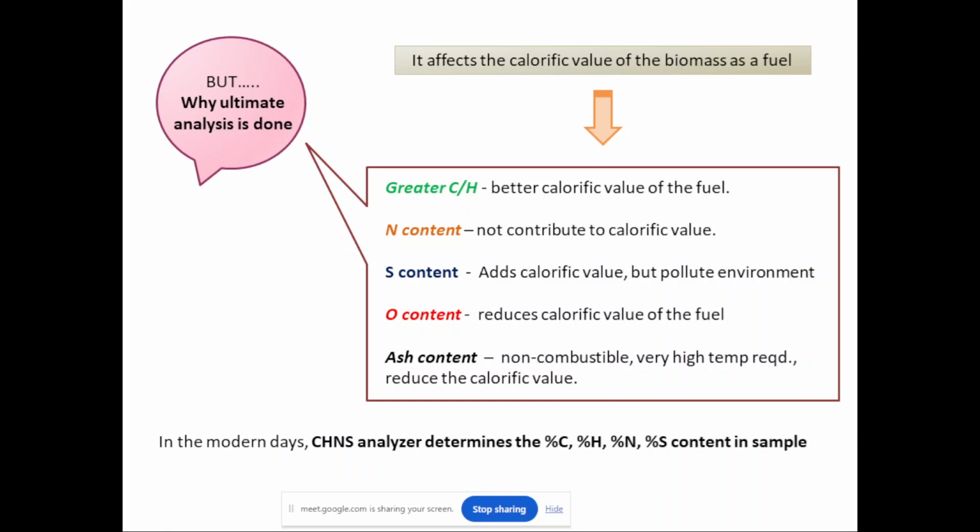Then if you come to your oxygen content, the presence of oxygen in your biomass or fuel will reduce the calorific value of the fuel. The main reason is that when the oxygen content is more in a particular fuel, it inherently means that this high percentage of oxygen is due to the high moisture content present in my sample. High moisture content means water content will be more. So if the water content is more, then so much heat has to be given to the biomass sample in order to start burning.